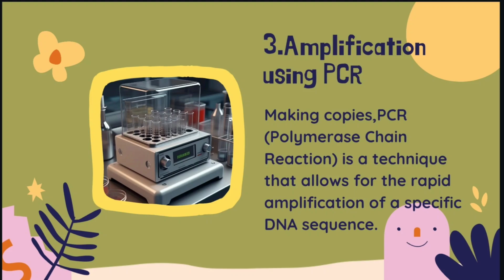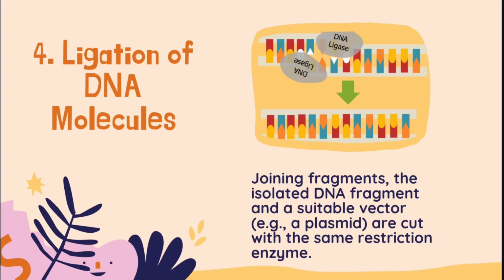So let's proceed to the third step of recombinant DNA, the amplification using PCR. Making copies. PCR or polymerase chain reaction is a technique that allows for the rapid amplification of a specific DNA sequence. Enzymatic replication, it involves repeated cycles of DNA denaturation, primer annealing, and DNA synthesis using DNA polymerase. This results in a large number of identical copies of the target DNA.